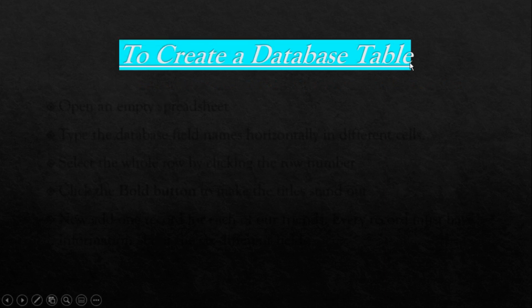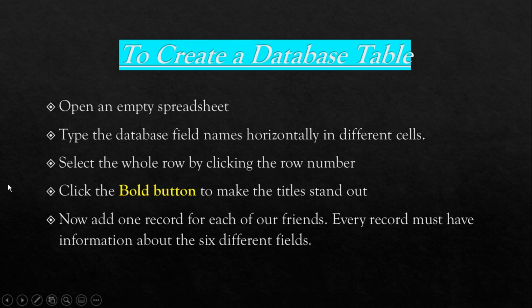So these are the steps to create a database table. First step is open an empty spreadsheet. You know how to open Microsoft Excel from the start menu, right? Now the second step, type the database field names horizontally in different cells. Step 3, select the whole row by clicking the row number. Step 4, click the bold button to make the title stand out. Step 5, now add one record for each of our friends. Every record must have information about the 6 different fields.